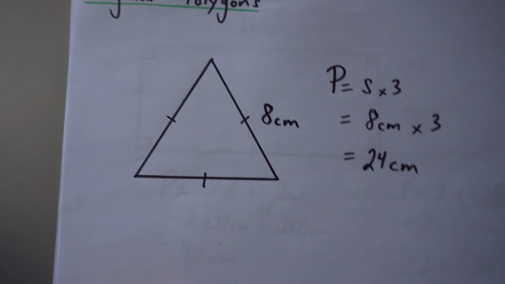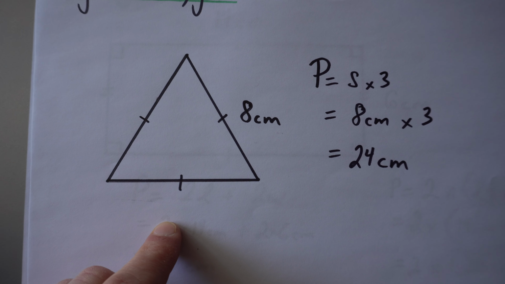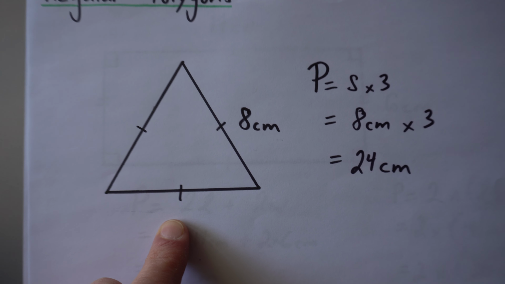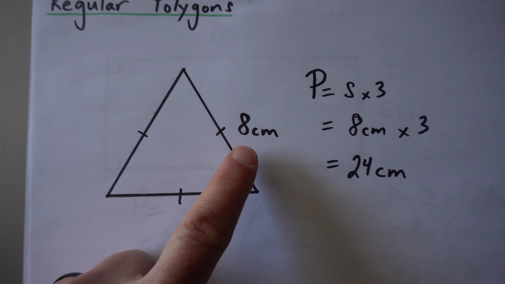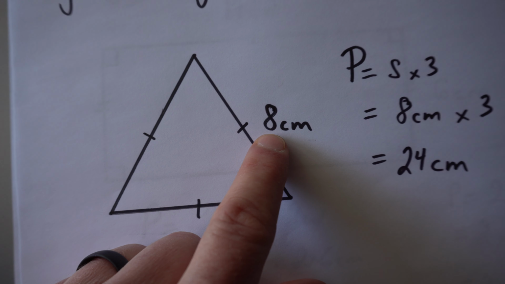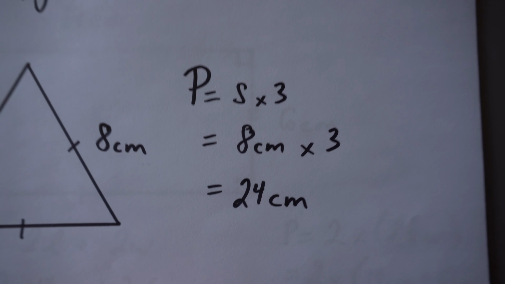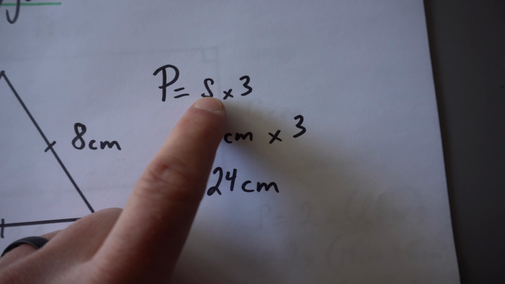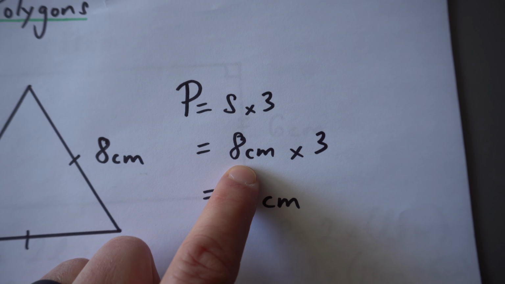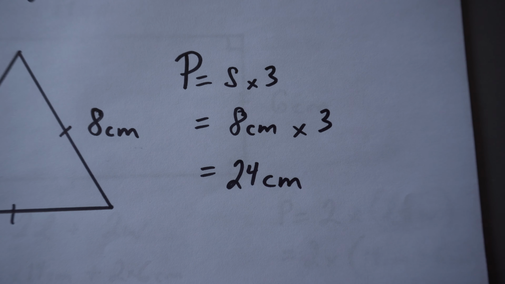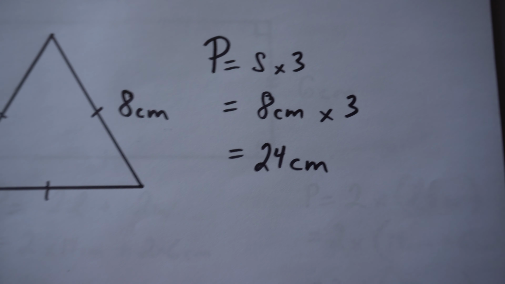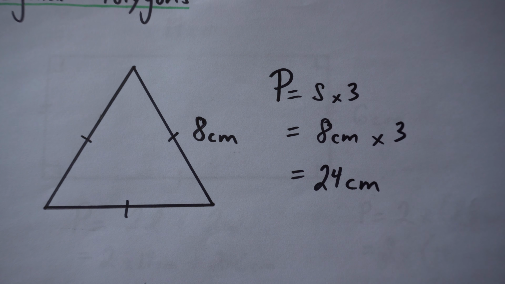For regular polygons, if we had this equilateral triangle, and one side is marked as 8 centimeters, we can see that there are congruency marks there. So if this is 8 centimeters, that would be 8 and that would be 8. Our perimeter shows this. Perimeter equals one side, 8 centimeters, times 3. So perimeter equals 8 times 3 equals 24 centimeters.